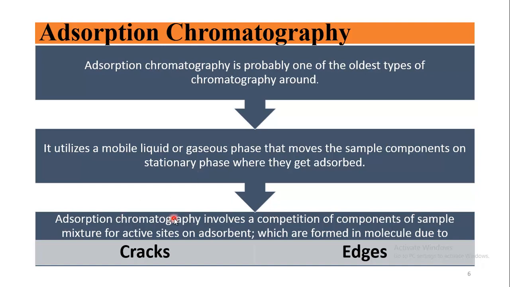Adsorption chromatography basically involves the competition of the components of the sample mixture for active sites on the adsorbent, which are formed in the molecule due to cracks in the adsorbent or edges. So these cracks or edges are used for the separation of the components by adsorption chromatography.